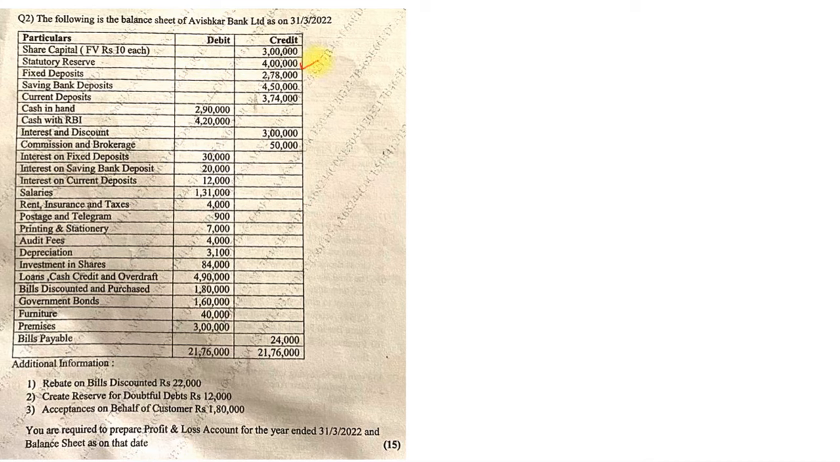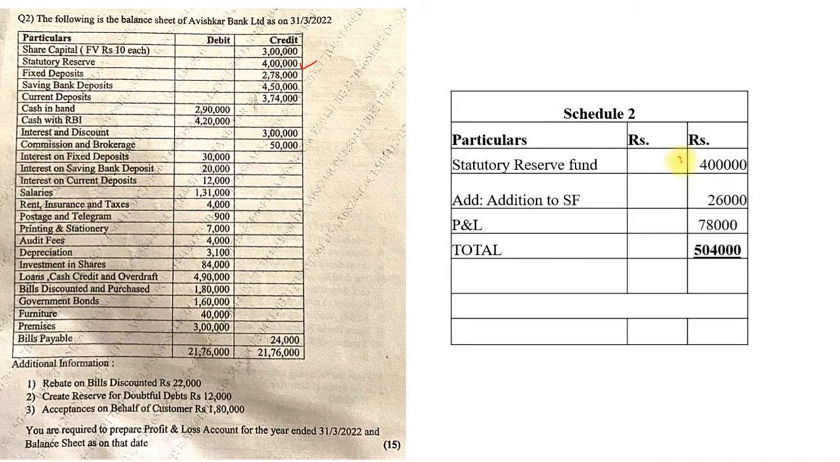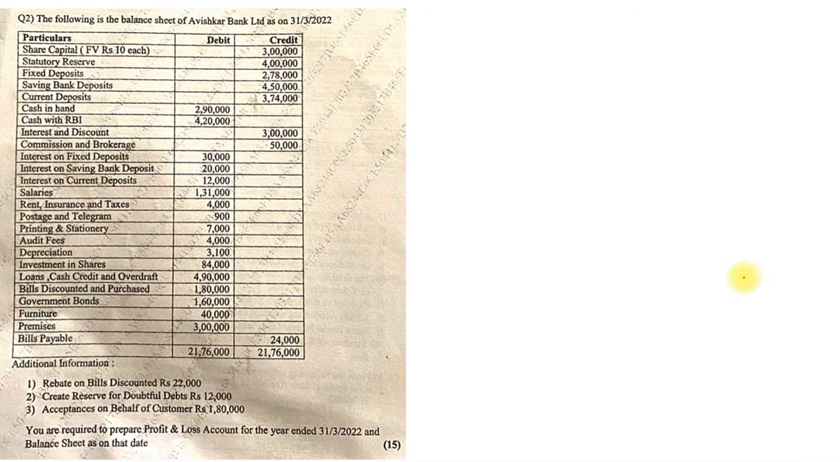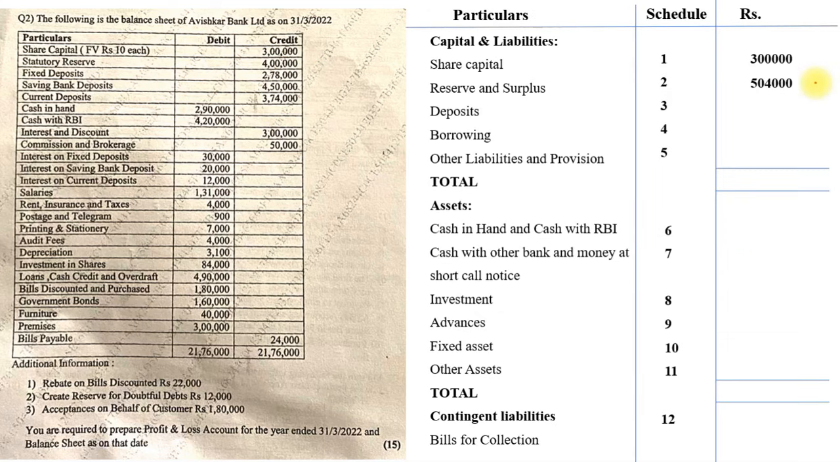So under reserves and surplus, statutory reserve is 4 lakhs. So we noted down statutory reserve 4 lakhs. Add any addition made to the statutory fund, which was 26,000, and the profit and loss account, which we found out to be 78,000. Total comes to 5,04,000 rupees. So once we got the value, we will transfer it to our schedule number 2, 5,04,000.